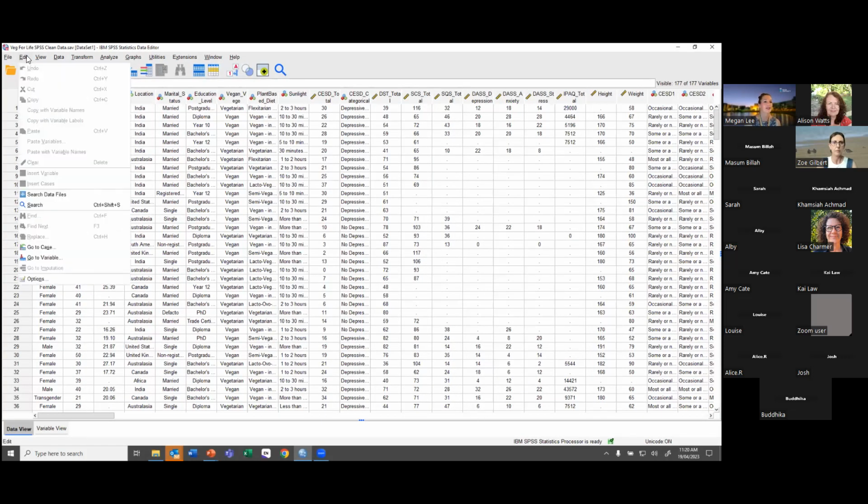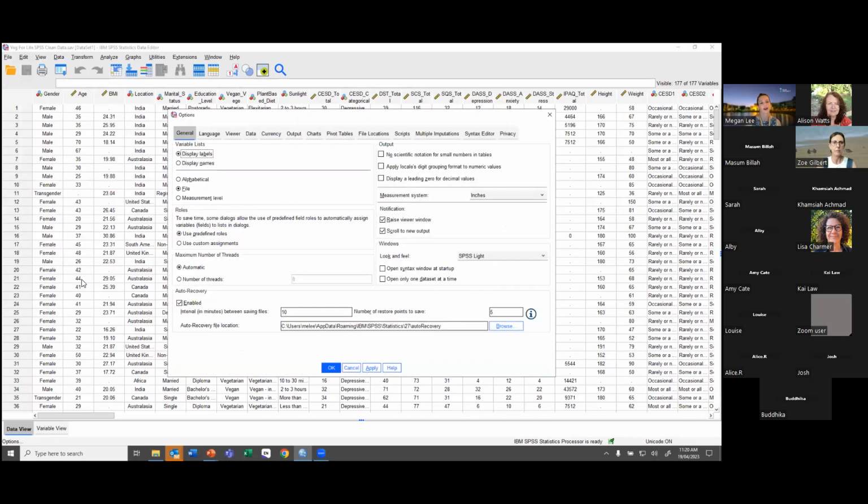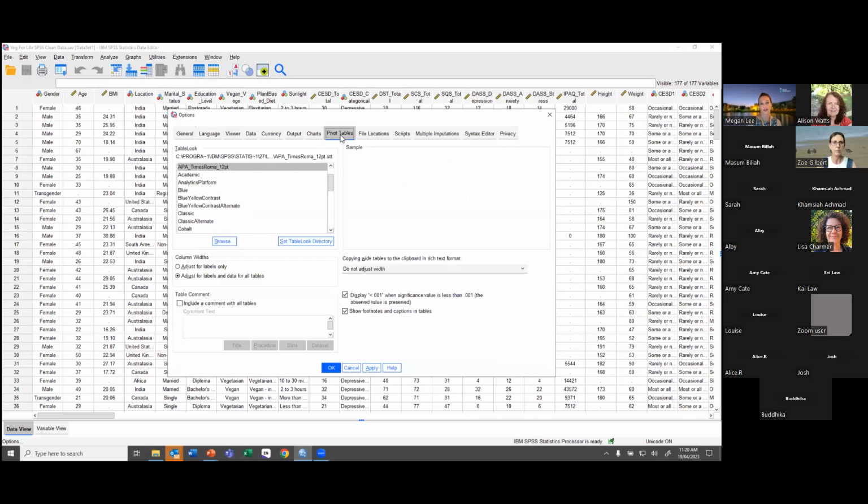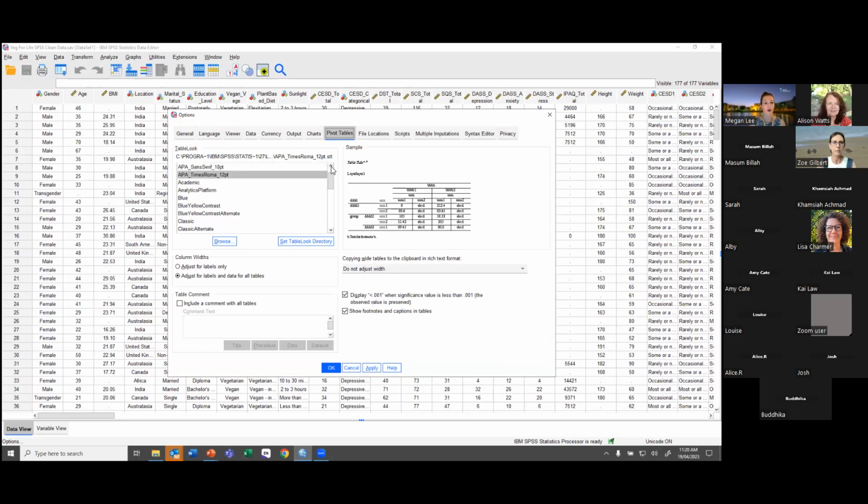You go to Edit, Options. And when you click on Options, this box comes up. You want to go to Pivot Tables. And yours won't say APA Times Roman, but you want to put it into APA Times Roman 12-point font, or you can do it in APA Sans Serif 10-point font, depending on which one. I just go with 12-point Times New Roman because that's what I always use in all of my papers.